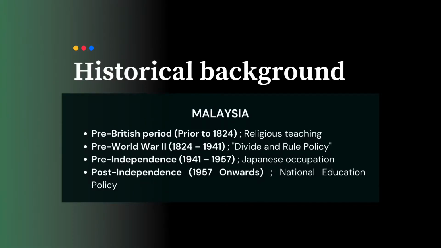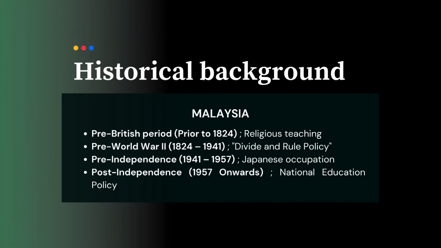Before getting further into the discussion, let's talk about the historical background of each country. In Malaysia, the education's history can be divided into four timeframes: pre-British period, pre-World War II, pre-independence, and post-independence. In the pre-British period, the education focused on religious teaching, and it included survival skills such as agriculture, fishing, and hunting. Sekolah Pondok, madrasah, and other Islamic schools were the earliest forms of schooling.